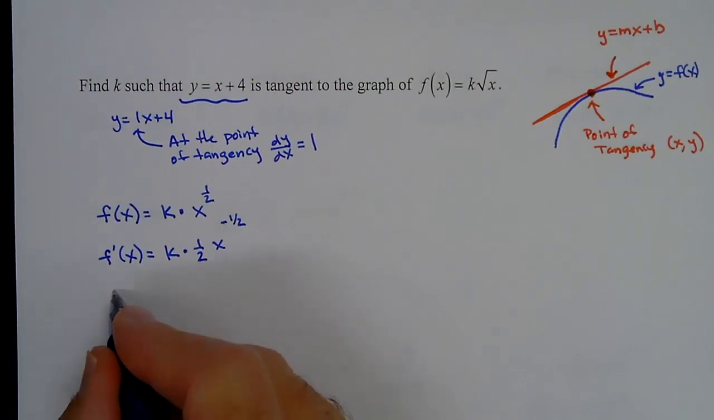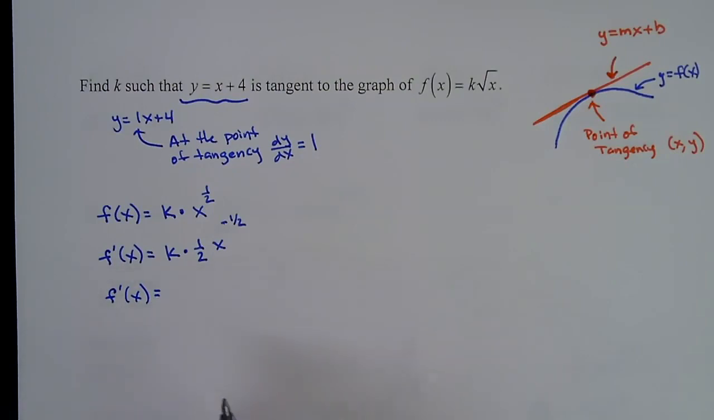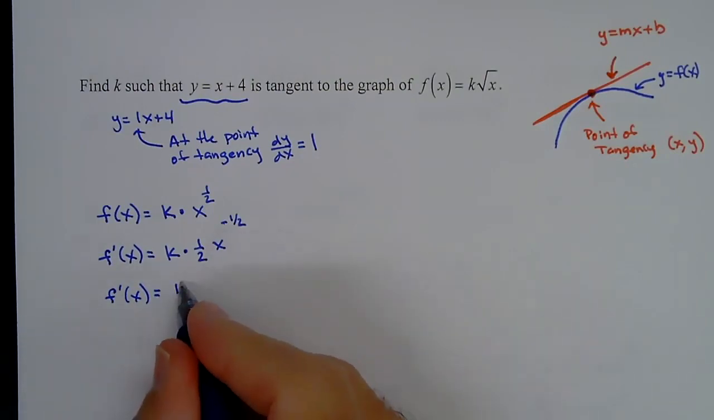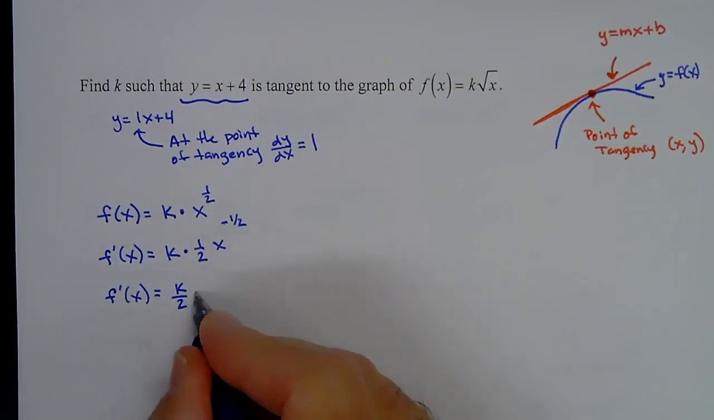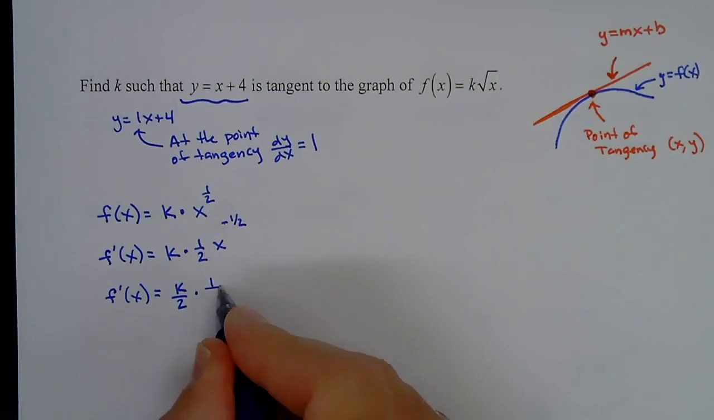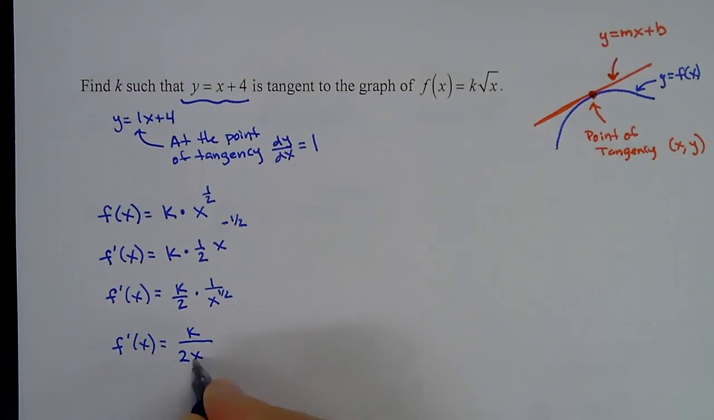So that makes f prime of x equal to k over 2, right? K times 1/2 is k over 2 times 1 over x to the 1/2 power. So that means my derivative f prime of x is equal to k over 2x to the 1/2 power.